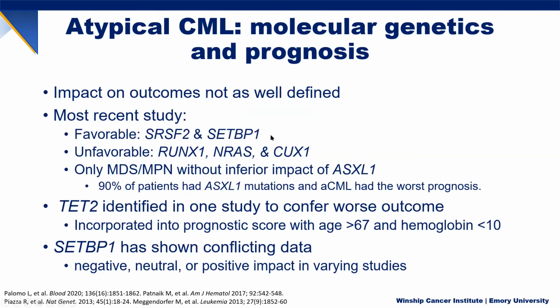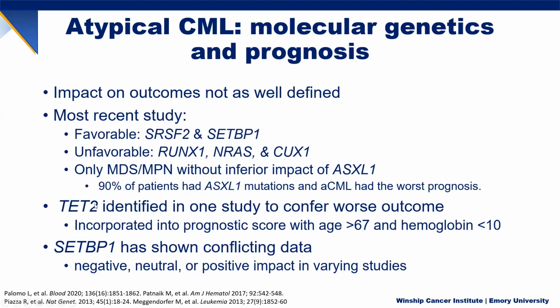And how these genes impact prognosis of atypical CML is not quite as well defined. Again, in this most recent study I've mentioned a few times, a couple of genes here, SRSF2 and SETBP1, were felt to be more favorable, whereas several others were associated with a worse prognosis. And in that study, although ASXL1 in the whole group of patients was a mutation that predicted worse prognosis, it didn't seem that way in atypical CML, with the caveat that over 90% of patients did have this mutation in atypical CML, and this disease did have the worst prognosis compared to other diseases, so it still certainly seems to be playing a role in prognosis there.